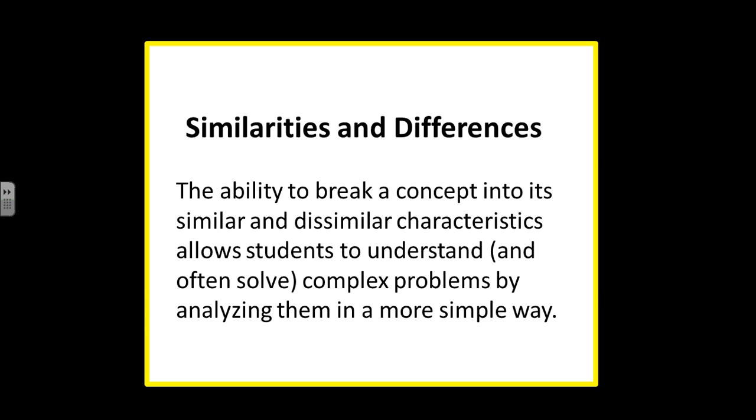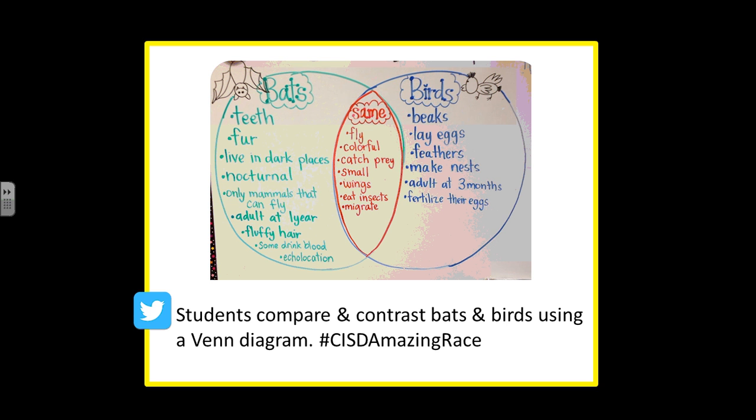So here's a couple of different looks at those. Number one, the one that comes to mind right off the bat is the good old Venn diagram. And so when you look at posting to Twitter, this is exactly what it might look like. The students have now been involved in some conversations about the similarities and differences between bats and birds. Take a quick snapshot of the product that the students came up with, and then the tweet might look like this at the bottom. Students compare and contrast bats and birds using the Venn diagram. Hashtag CISD Amazing Race. So it can be just as simple as that.